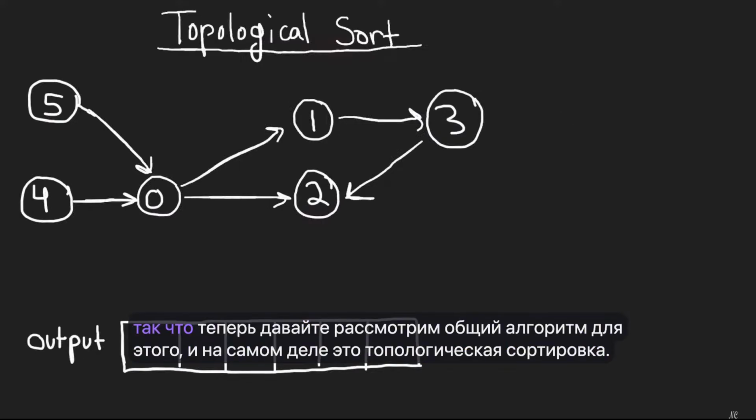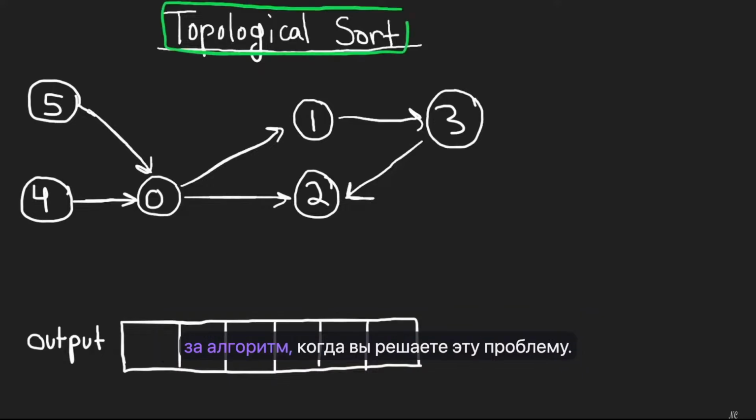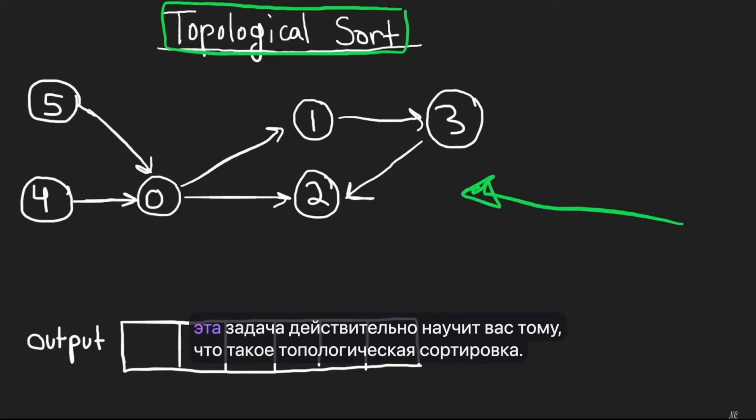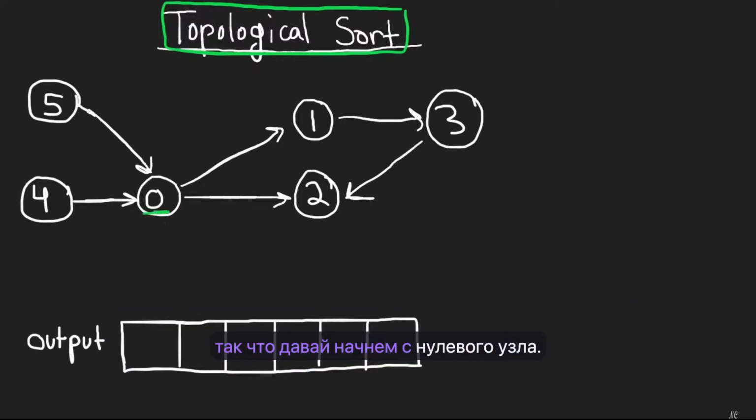So now let's actually look at the general algorithm for it, and it's actually topological sort. This is a standard graph algorithm, but you actually don't even need to know what this algorithm is when you solve this problem. This problem actually teaches you what topological sort is. So similar to course schedule 1, what we're gonna do is starting at every single node, we're gonna run depth first search on the node. So let's start at node 0. Let's run depth first search on it.